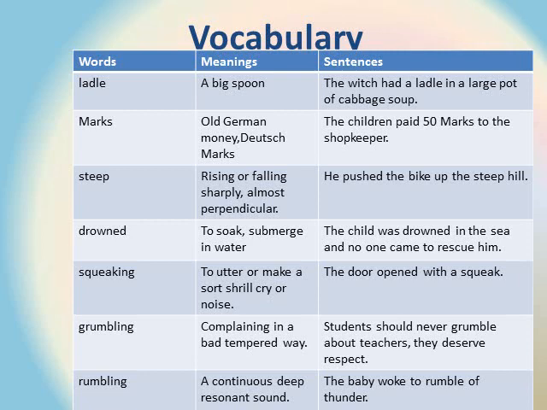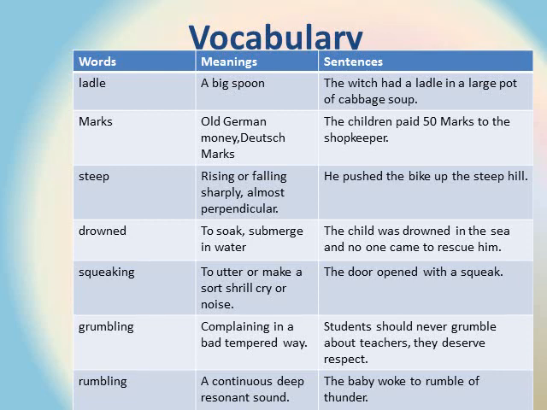Vocabulary: here are the vocabulary words which you will find in the chapter The Pied Piper. The first word is ladle. It means a big spoon. The witch had a ladle in a large pot of cabbage soup. Second word, marks. It is an old German money or Dutch marks. The children paid 50 marks to the shopkeeper.